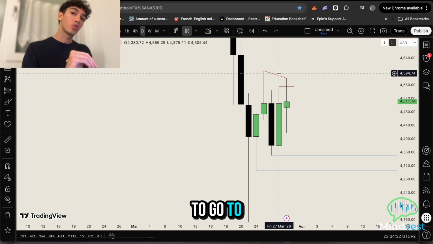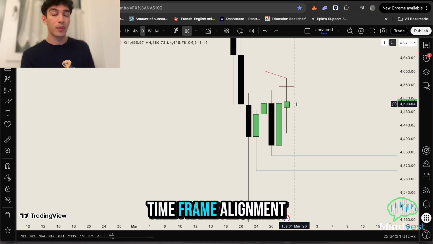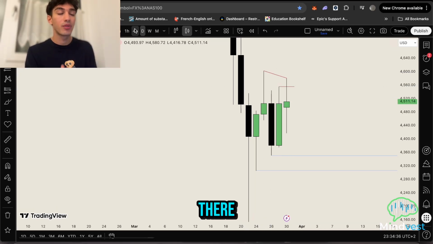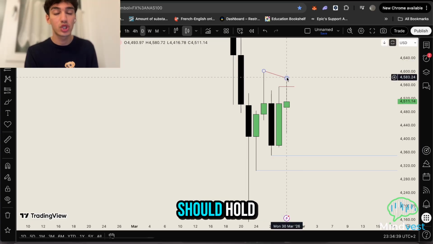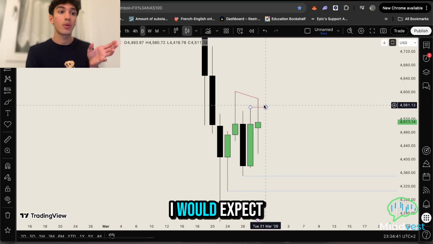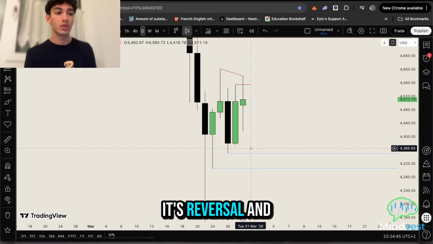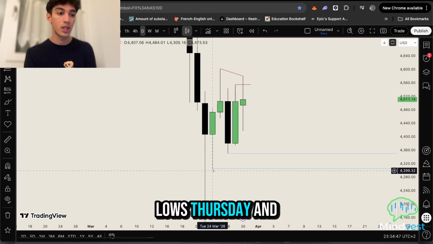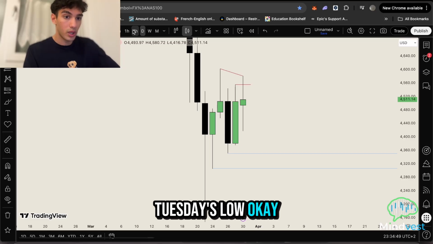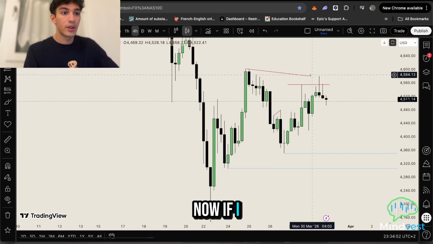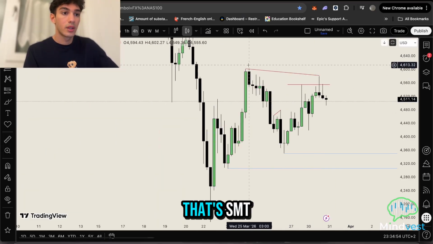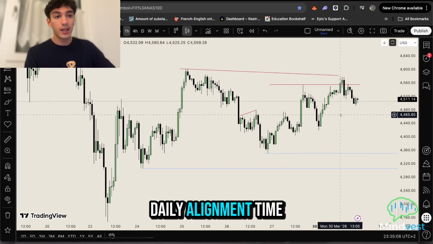So we'll have to go to the 1-hour time frame because it's a time frame on alignment and see if there is confirmation that this high should hold. If there's no confirmation, I would expect this high to get taken out. And if it starts to show reversal signatures, it's reversal, and we target these lows, Thursday and Tuesday's low. Okay. Now, if I go here, that's the SMT, the daily alignment time frame.